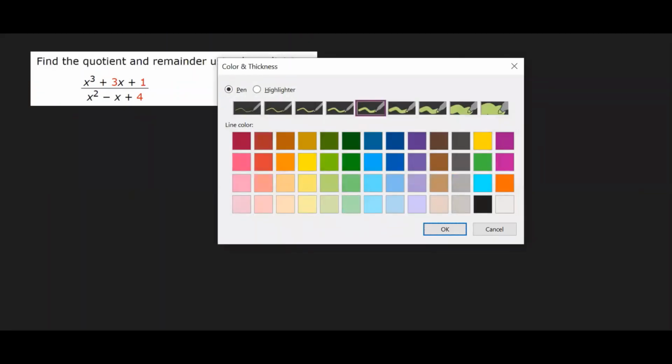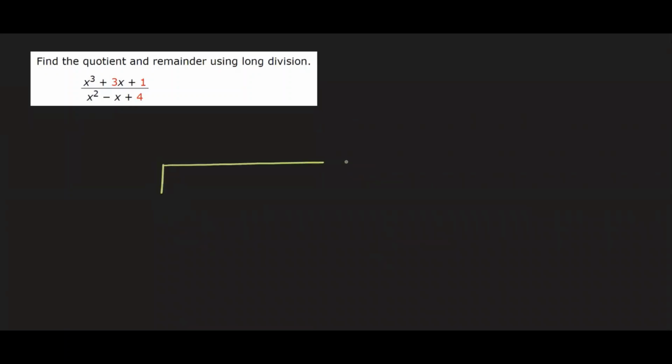Okay, so let's work out this example. So we want to find the quotient and remainder using long division of this polynomial over another polynomial. So again, we're going to go ahead and draw the box. So here's our box. We're going to write down x cubed. Now notice that the x squared term is missing here. So I'm going to put a replacement for x squared as plus 0x squared. And then the next terms we have are 3x plus 1. And then on the outside of the box, we're going to put x squared minus x plus 4.